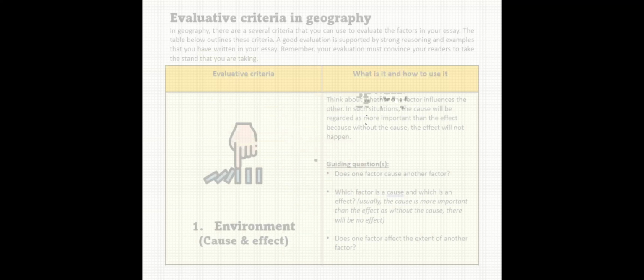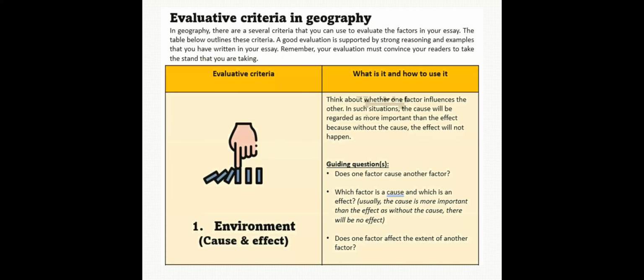So basically, what I want you to take note of is this. Your evaluation must convince your readers to believe in whatever agreement or disagreement that you are putting forward. So the first evaluative criteria that I have for you is environment. You have actually learned this in term 1: environment, space, place, scale, etc. Our first evaluative criteria is environment, which is also known as cause and effect. For example, how do you actually use this evaluative criteria? An example will be, let's say, you will ask yourself these guiding questions.